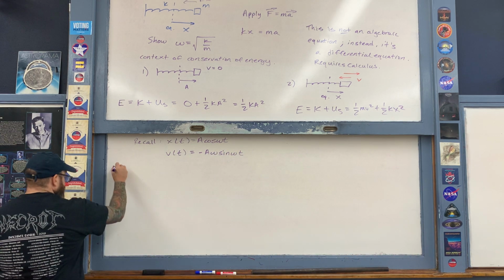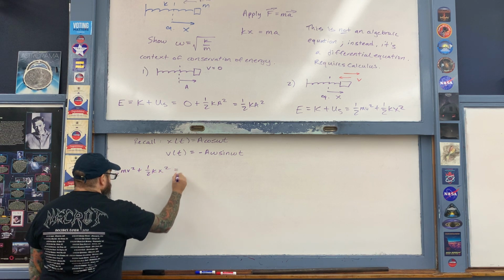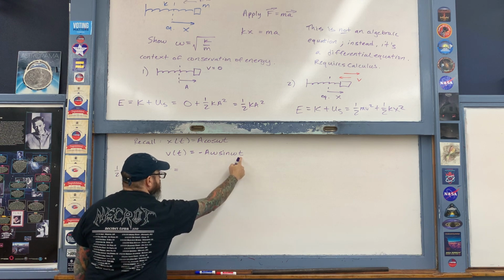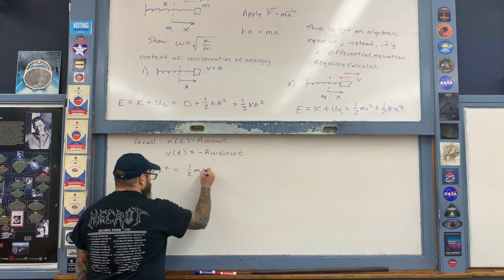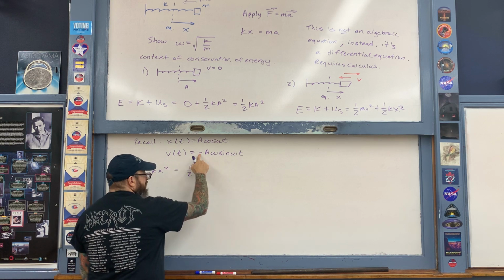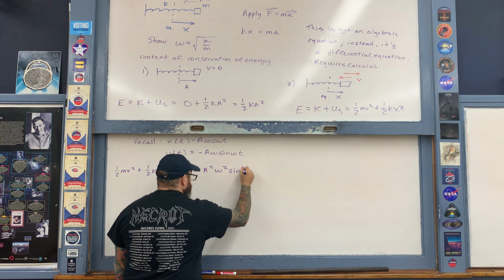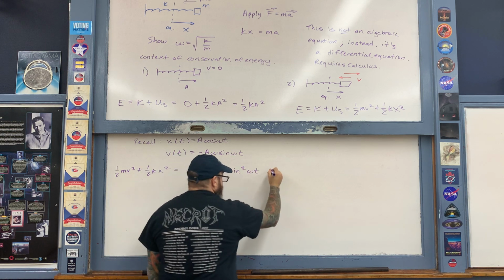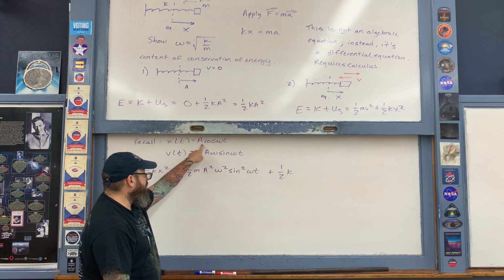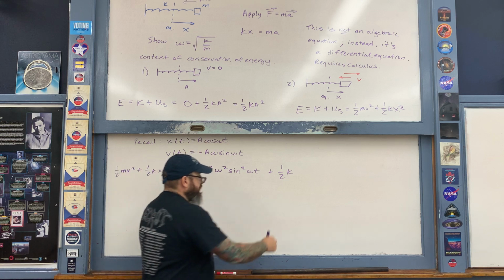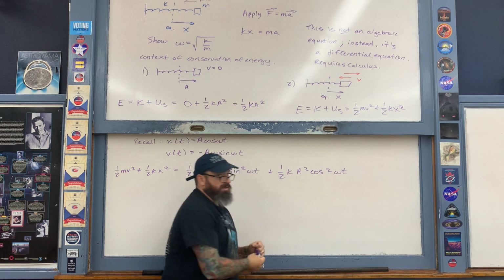So now I have 1/2 mv squared plus 1/2 kx squared. In the first term for v, let's plug this in and square it. So I'm going to have right here 1/2 m, and then times this squared. The negative sign squares out, and then a squared, omega squared, sine squared omega t. Then I have my next term, plus 1/2 k times x squared, where we're going to take this for x and plug it in and square it. So then a squared cosine squared omega t, like so.